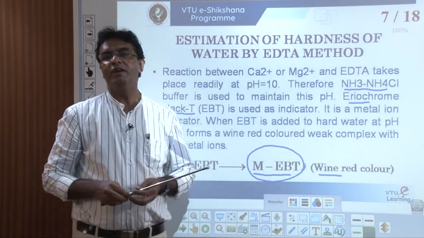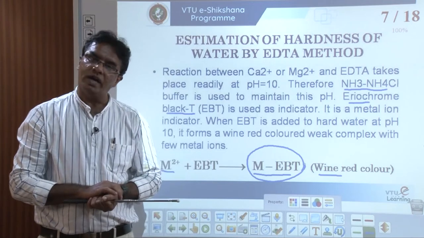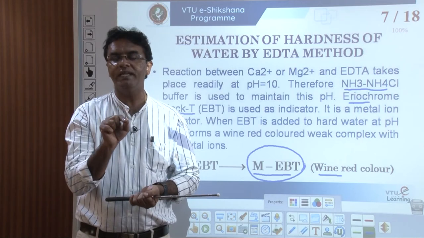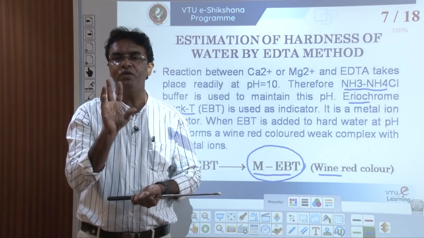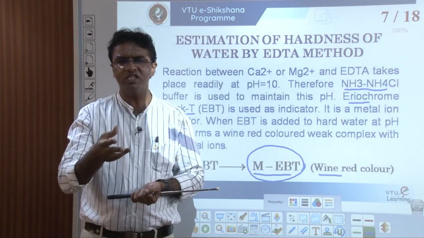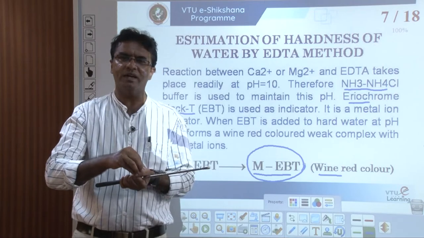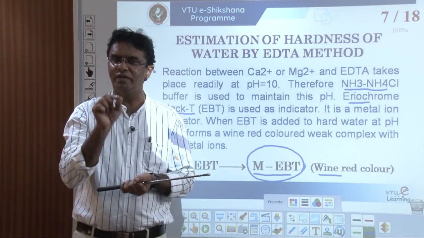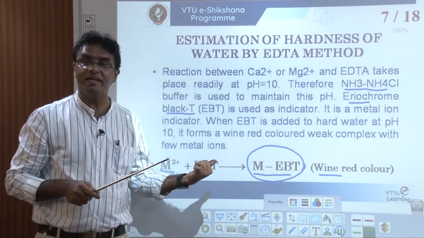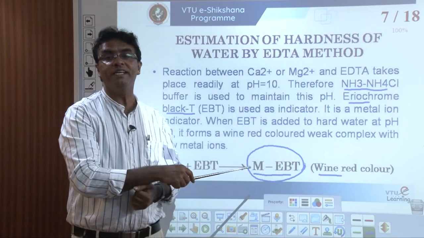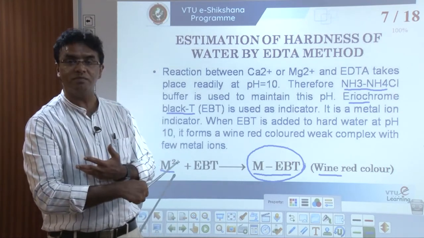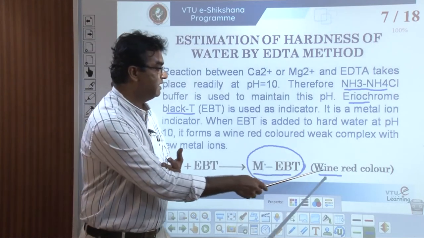So whenever you take 25 ml of the hard water, add ammonia, ammonium chloride buffer, and then add a pinch of eriochrome black T indicator, the moment you add the indicator, you are going to get wine red color. In the solid state, it looks blackish, violetish or purple. But the actual color is blue. If you add the indicator into pure water, you get blue color. But here you are adding that indicator into hard water. Hard water contains metal ions, the indicator forms a complex with metal ions, and the color of that complex is wine red.